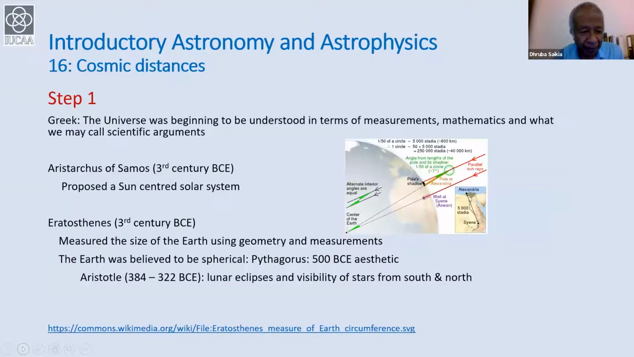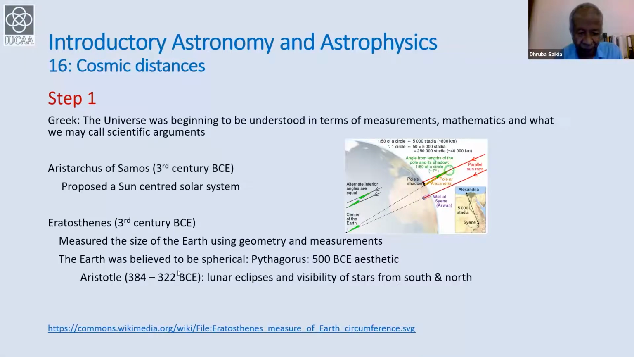Now, you've already seen that when you come to measurements, we talk about measurements starting from the Earth today. This is something we discussed earlier, about how Aristarchus measured the radius of the Earth using geometry and measurements. The Earth was believed to be a sphere. Pythagoras argued it more from aesthetic grounds.